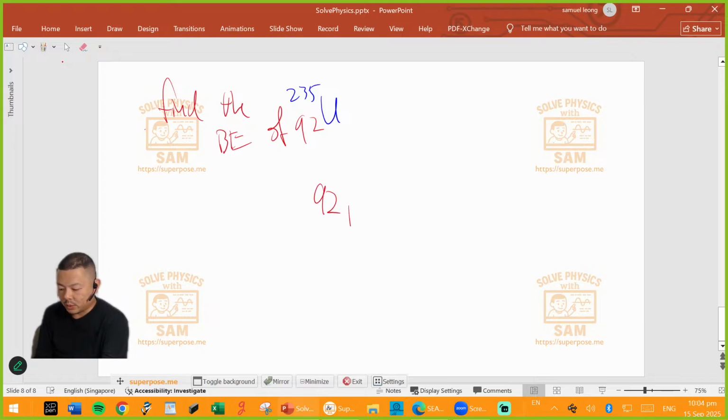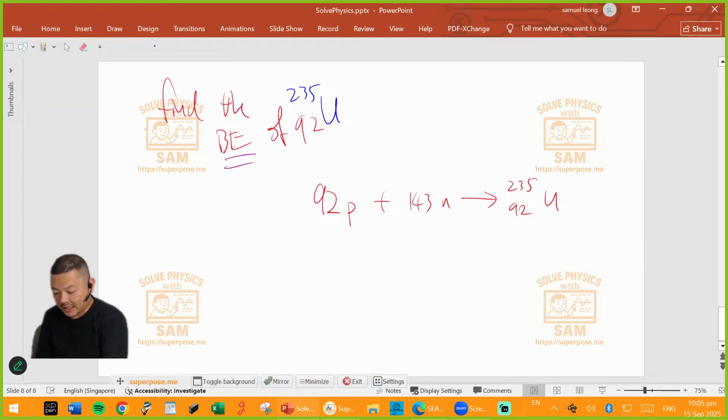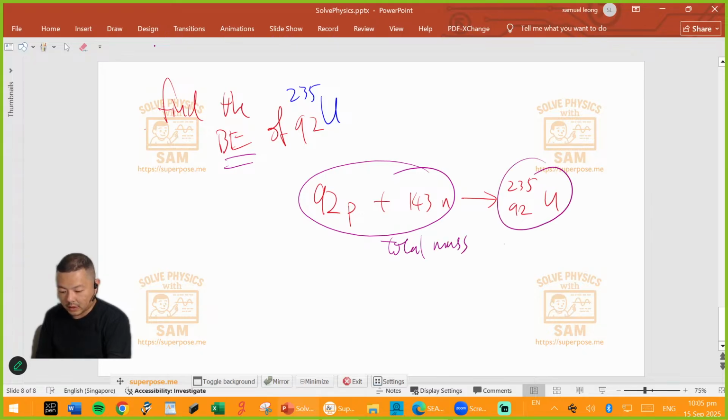You have to take 92 protons plus 235 minus 92 neutrons. That is 143 neutrons, to give you your uranium 235, 92. Then, since they ask you to find binding energy, you have to find the total mass of the separate nucleons and the total mass of the nucleus.